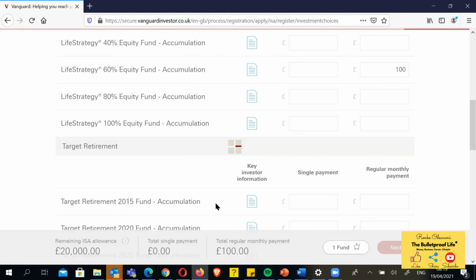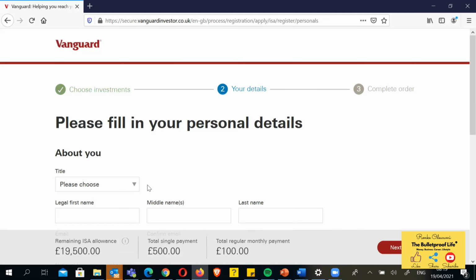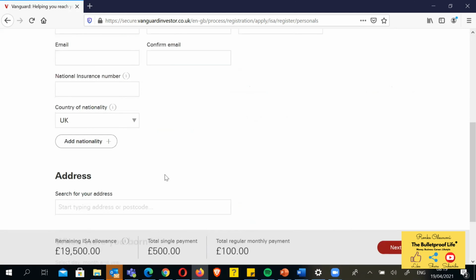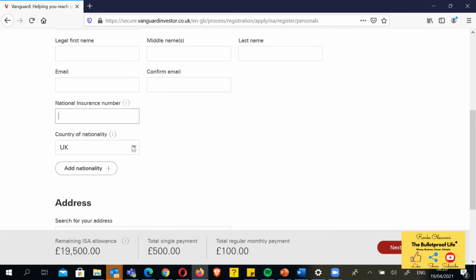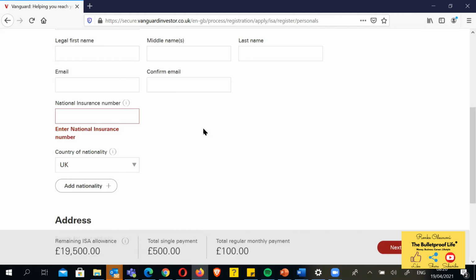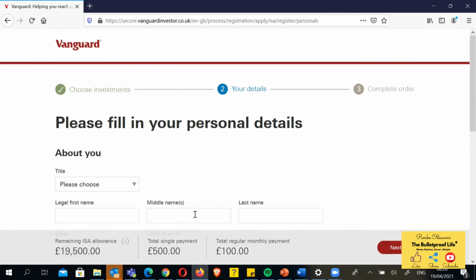So they don't want you to open an account that's empty. They want you to start it with some money. Some platforms allow you to just open the account empty, but these guys are asking you to put in money to start out. As you can see, they want you to put in your details. You're going to need your NI number, and then you need to tell them where you live and put in your address and all of that. When were you born, because you need to be over 18, and then you go ahead and open that account.